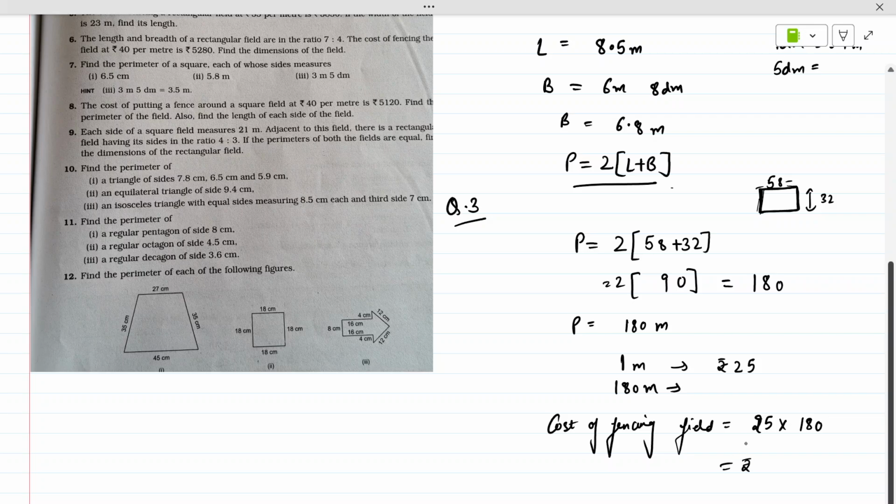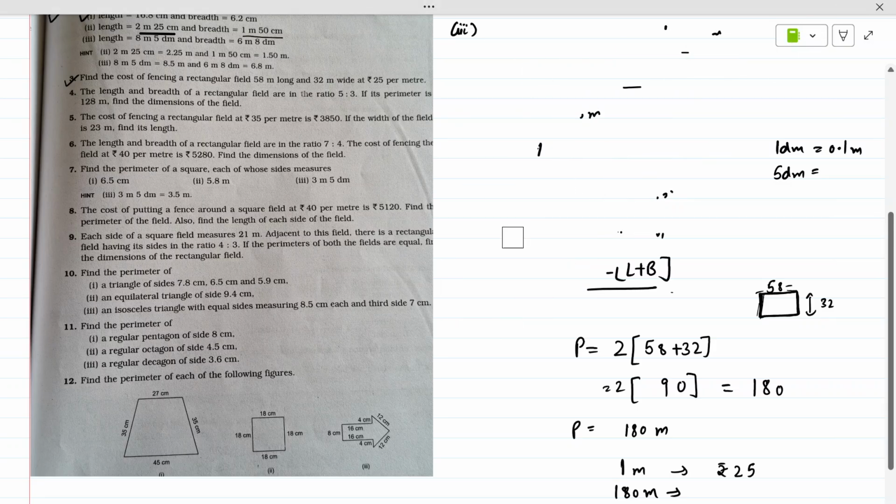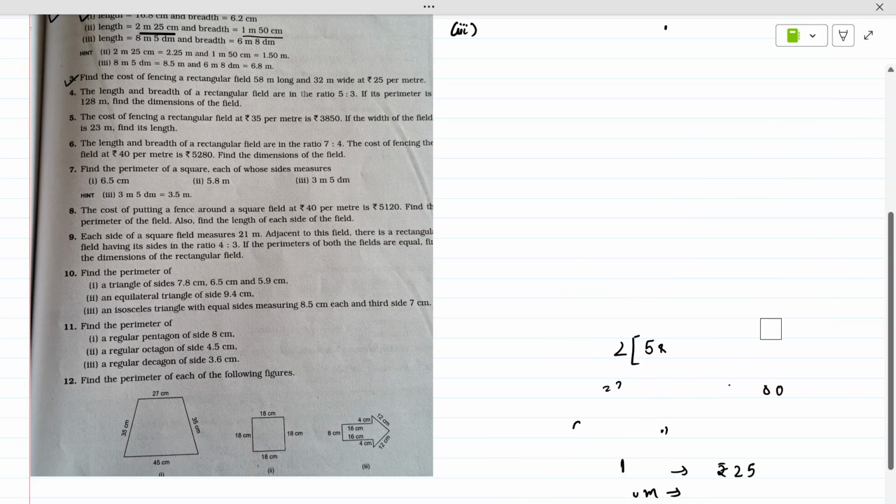This product is going to give us the result. So this is equal to rupees 4,500. Okay, this is the answer. This is how we have to do this question. Third is done. Next, coming to fourth one. So in fourth one, what we have, the length and the breadth of a rectangular field are in the ratio 5:3. If the perimeter is 128 meter, find the dimensions of the field.